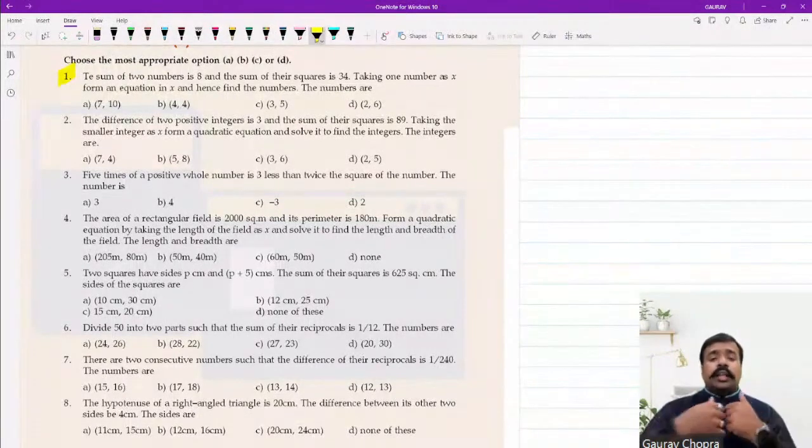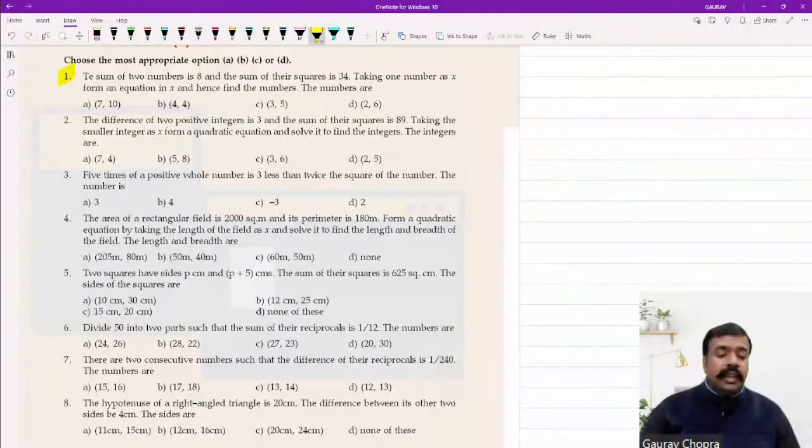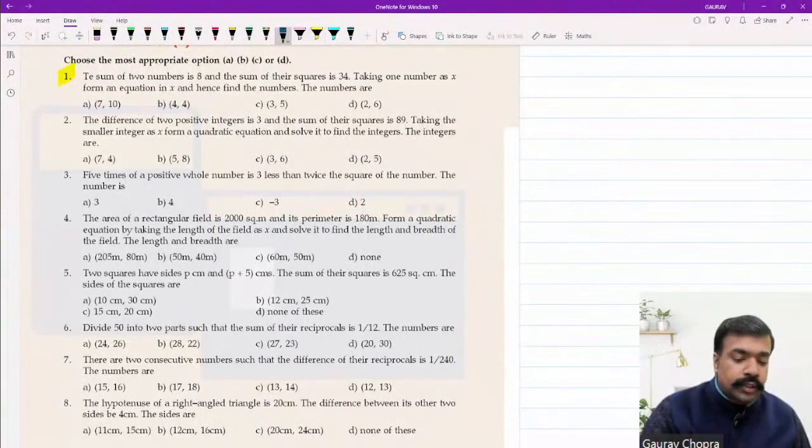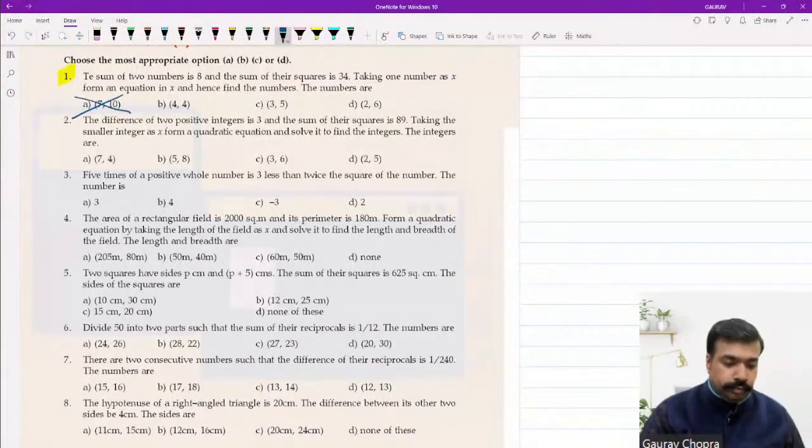Now in the options there is no equation, so we are not supposed to form the equation. We just have to see which of the options follow the conditions. First option says 7 and 10. If we add them, the sum is 17 and not 8. So the first can be outrightly rejected.